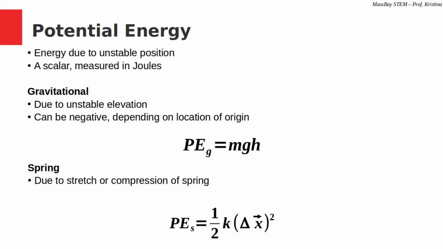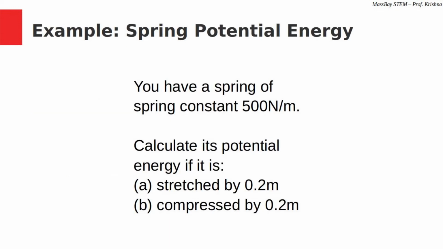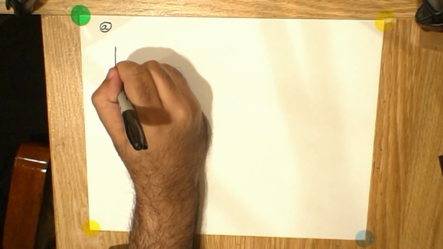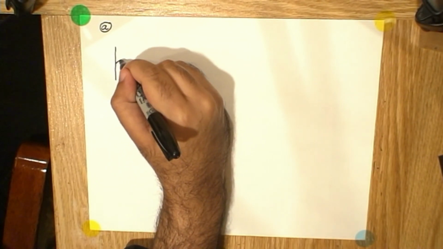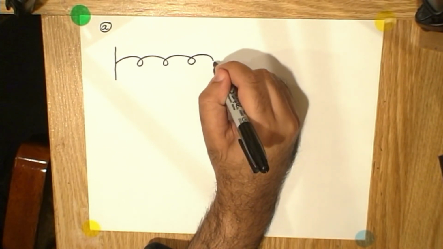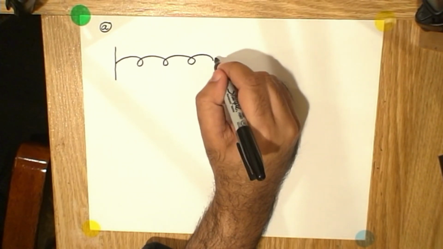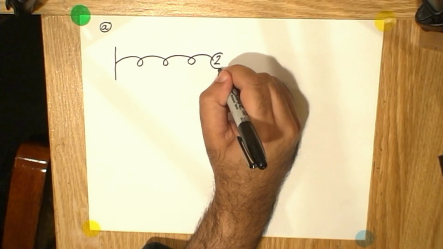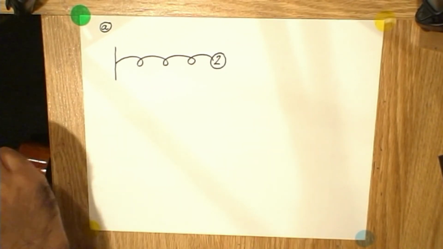Let's apply this. You have a spring of spring constant 500 newtons per meter. Calculate its potential energy if it is A, stretched by 0.2 meters, and B, compressed by 0.2 meters. In part A of this question, we have a spring which has been elongated. And at the end of it is an object which is 2 kilograms in mass.